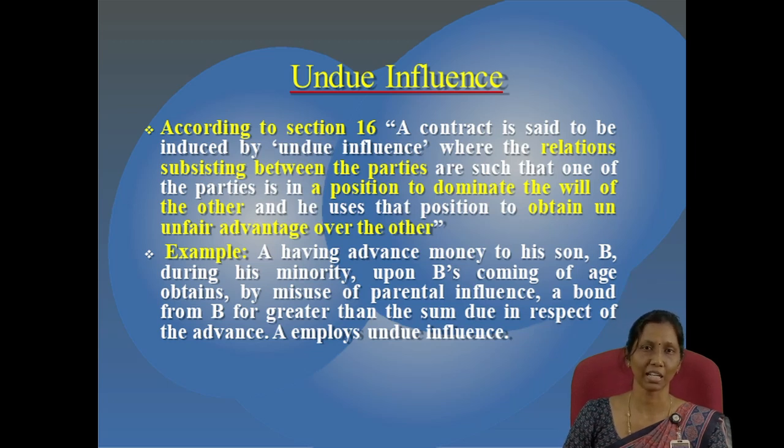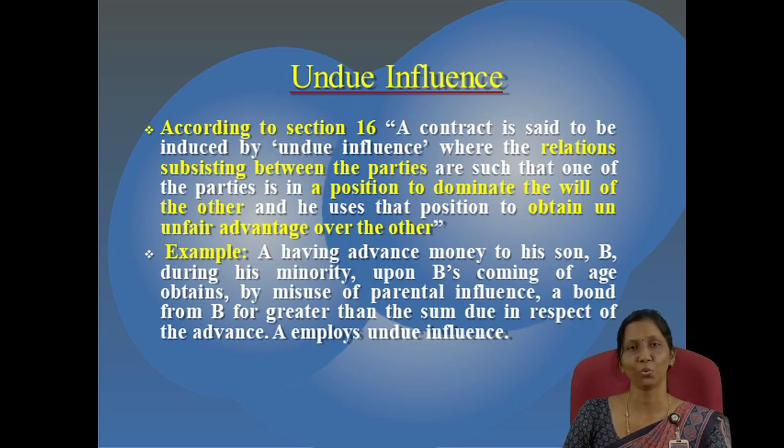So during his minority, A advances some money to B. After that, B attains the majority. B is a major now. B is then liable to pay more than what is due in respect of the advance.